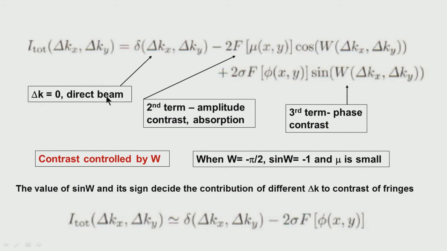So, this corresponds to the direct beam, this is what is written. This term corresponds to amplitude contrast, and the third term is essentially the absorption. This is the phase contrast term which comes. Okay. And when W equals minus pi by 2, sin W equals minus 1, and that value of mu is considered to be very small. Then, as I had mentioned earlier, only these two terms are important.